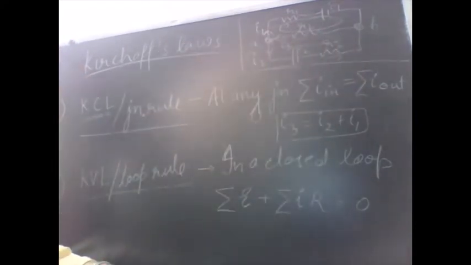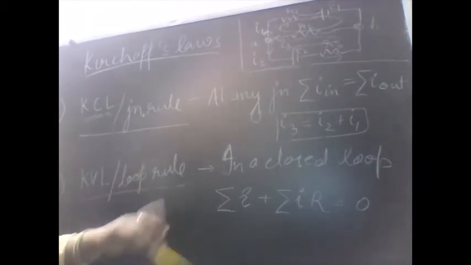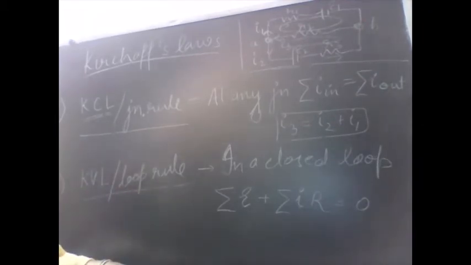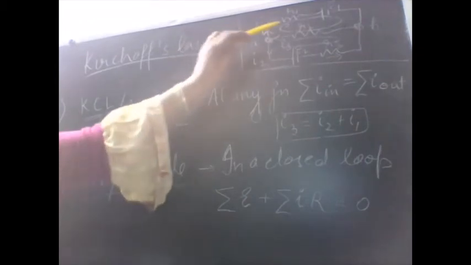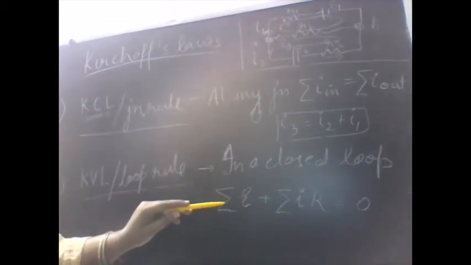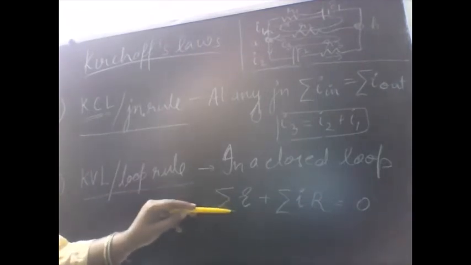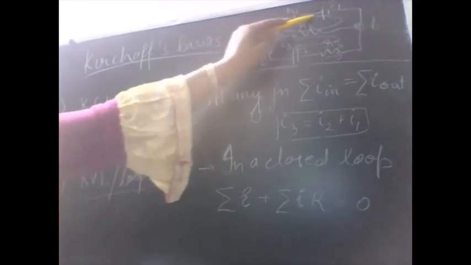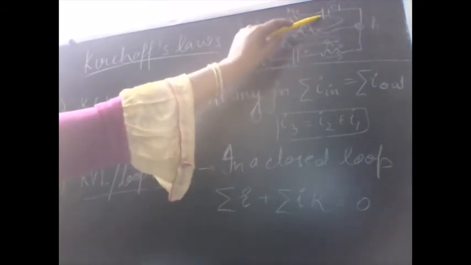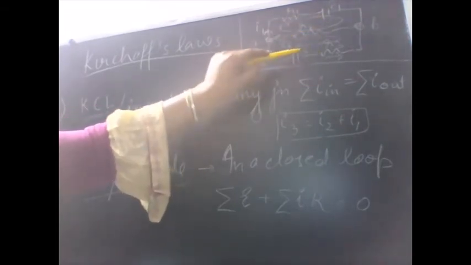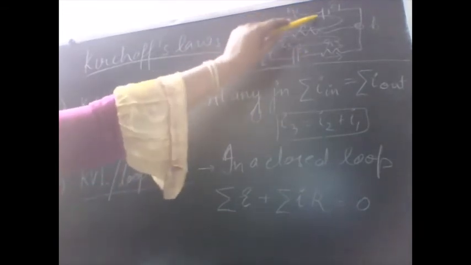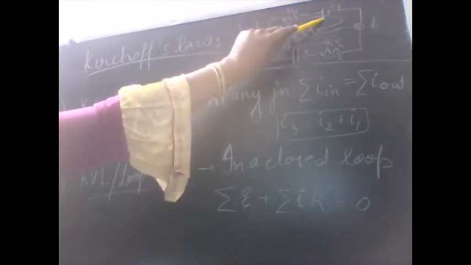So the mandatory thing is, before we apply this loop rule, I must select a closed loop, and in that closed loop Kirchhoff said that the sum of the EMFs offered by all the cells present in the closed loop is considered. If I am taking the upper loop, how many cells are present? E1. In the second loop? E2. Had there been one more cell, we would have to add the EMFs of both the cells, of course with proper sign convention.